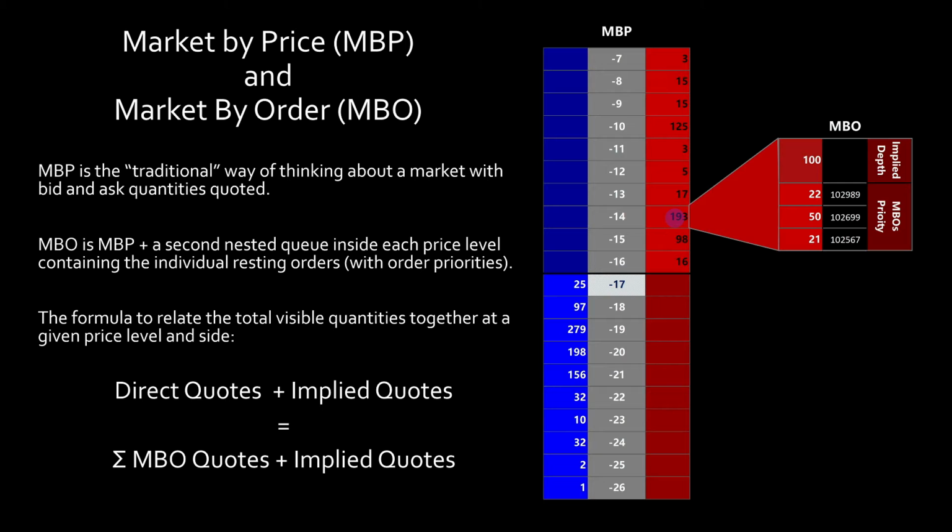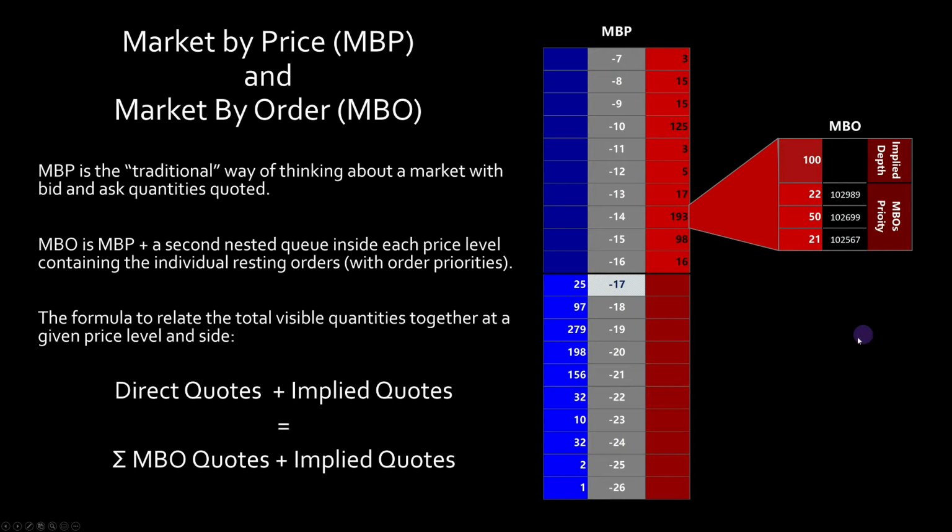Now, our task is to somehow visualize this data so that we can peer into its complexity, and for lack of a better way to say it, extract useful order book behavioral characteristics. This is the functional equivalent of the two approaches. So the traditional way is you would see the depth if you turned on the implied quote option. The total quoted amount would be the direct quotes plus the implied quotes at a given price level, which is the same thing as adding up all of the MBOs and their individual quantities along with the implied depth, and they will be the same.